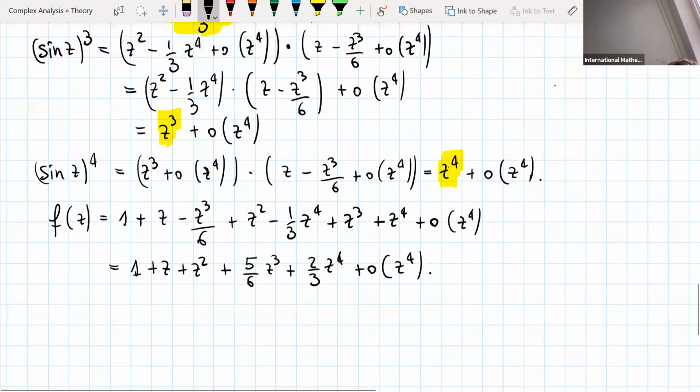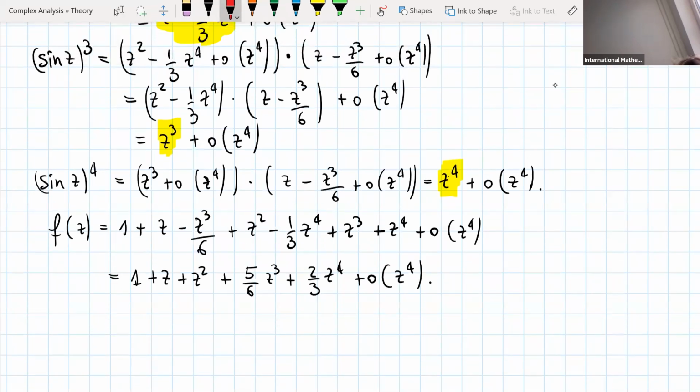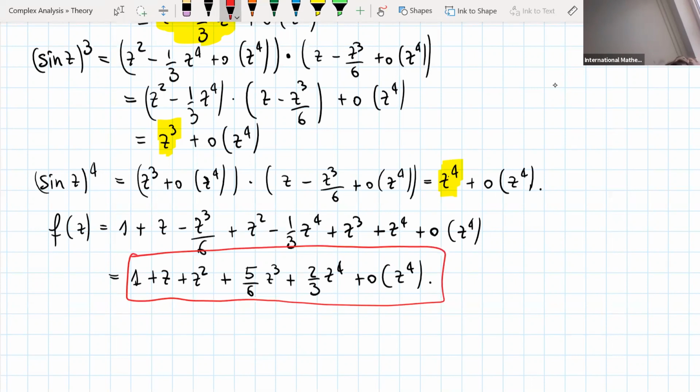Okay, and then finally we got the expansion that we wanted up to order 4.